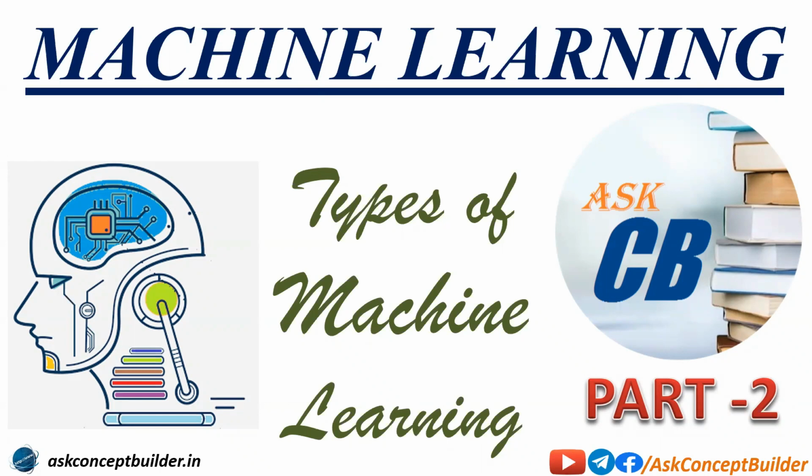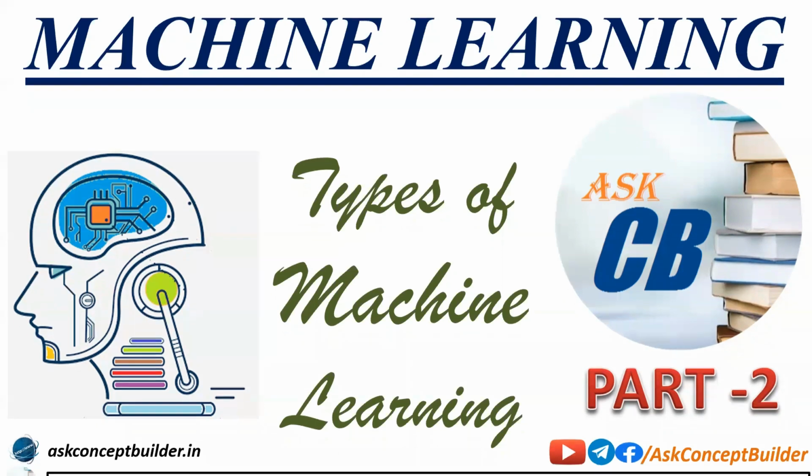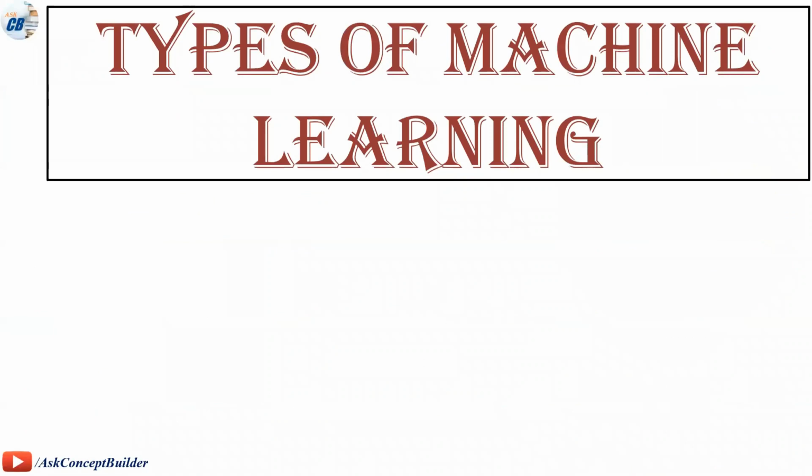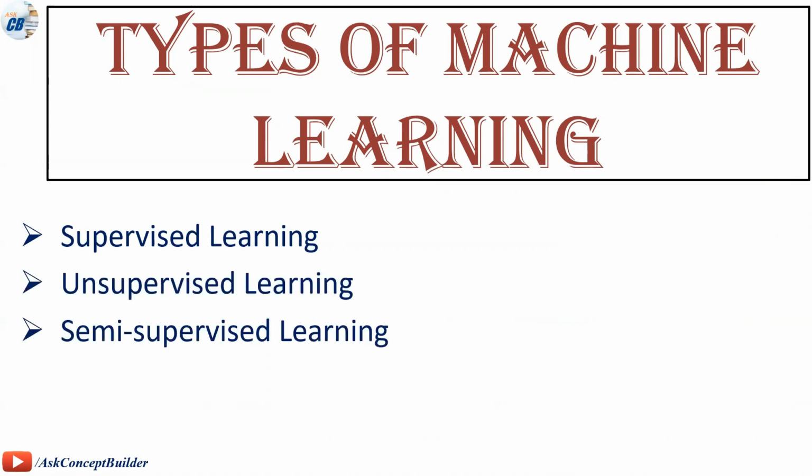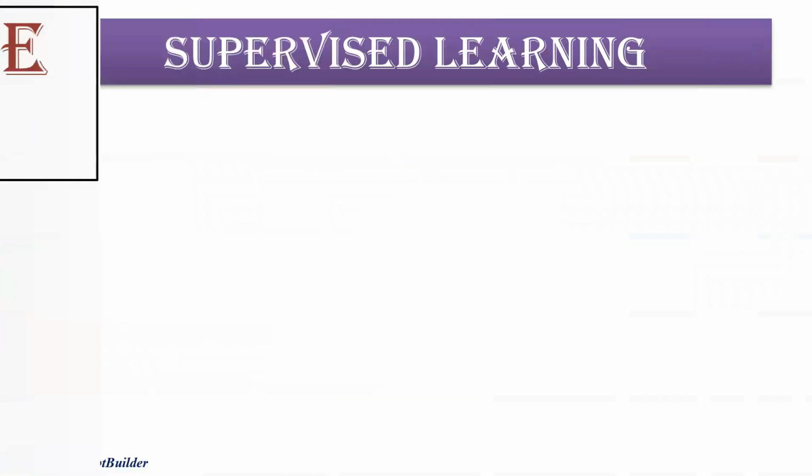I am Deepti and today I will discuss part 2 of our machine learning series, in which I will discuss the types of machine learning techniques. So basically we have four types of machine learning techniques, and those are supervised learning, unsupervised learning, semi-supervised learning and reinforcement learning. We'll discuss each of these learning techniques in detail in the further videos.